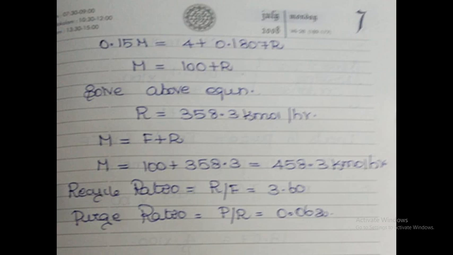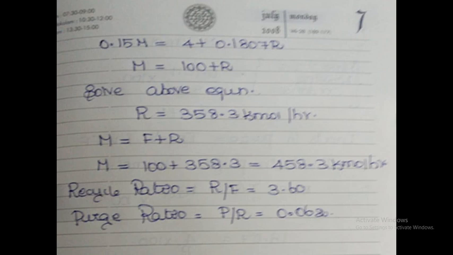Okay. So here the recycle ratio, capital R by F, is 3.60. Purge ratio, P by R, is 0.06. Recycle ratio means once you know the capital R and F values, divide these two values and you get the recycle ratio value. The purge ratio means if you know capital P and R, substitute here and find the purge ratio. Are you clear or not?